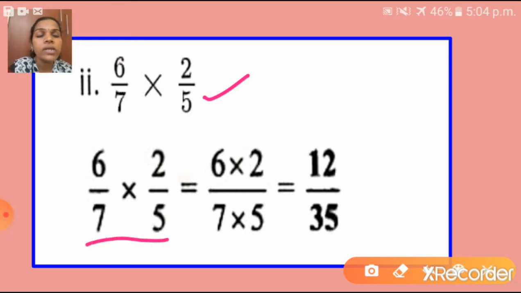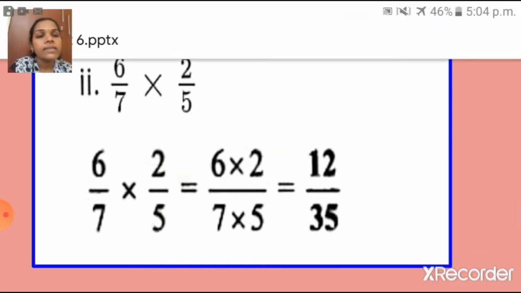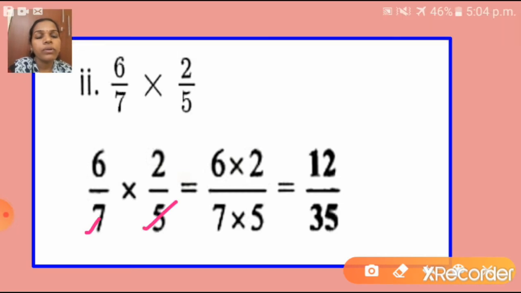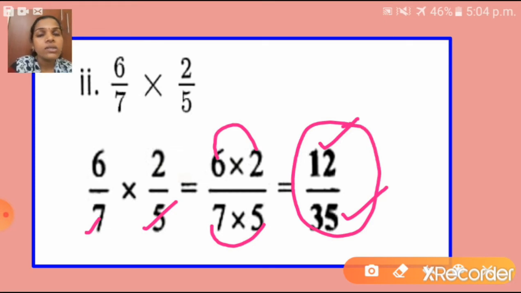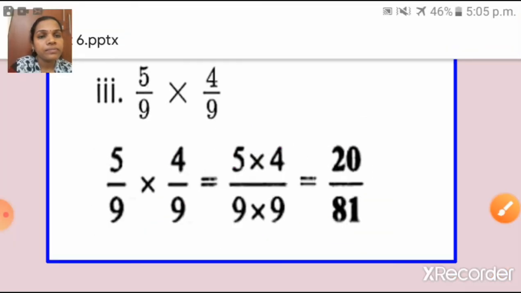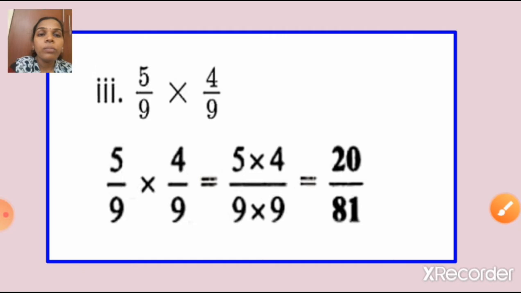As I told, product of numerators. That means 6 into 2 upon 7 into 5. Next, 6 2s are 12, 7 5s are 35. Again here we can't simplify. Why? Because there is no common factor. So 12 upon 35, that is your answer. Understood, children?